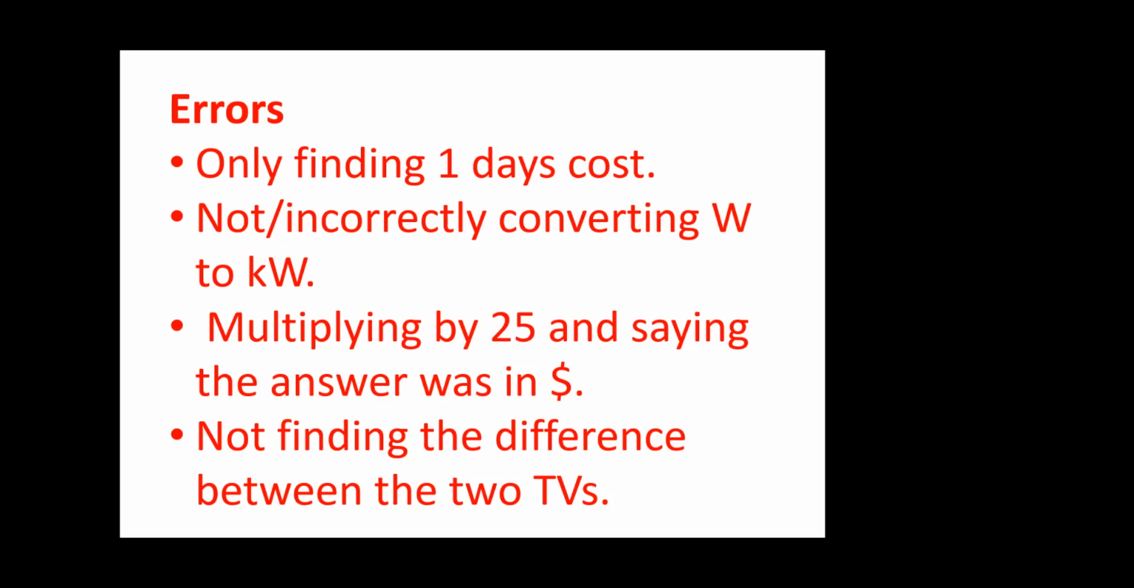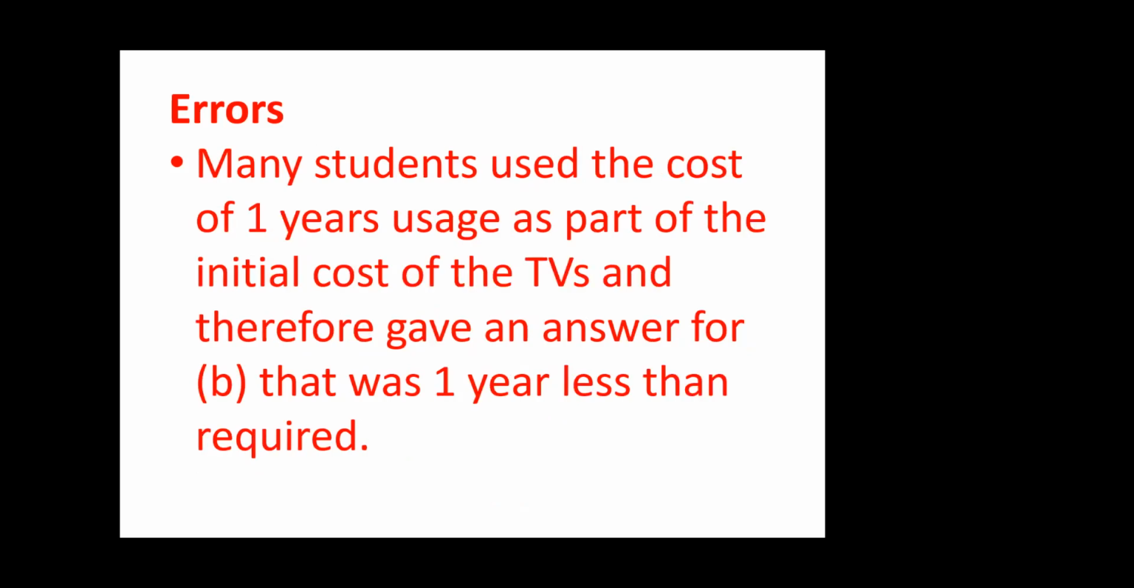It's not surprising, I'm sure, that they didn't convert, or they incorrectly converted from watts to kilowatts. As I've said before, they multiplied by 25 cents but then said the answers in dollars, very similar to the tax question. And they didn't find the difference between the two TVs. So they found the cost for TV B, which is great, but they needed to find the difference as well. There was actually a fair bit to do in part A for 2 marks.